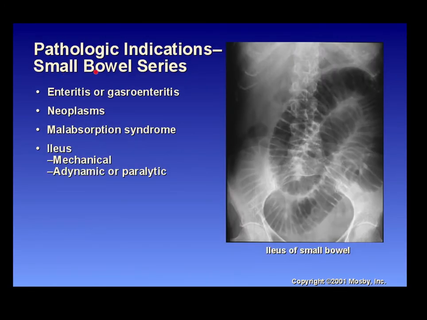So pathologic indications for a small bowel series: enteritis or gastroenteritis, neoplasm, malabsorption syndrome, ileus, either mechanical or adynamic or paralytic. Okay, so this is ileus of the small bowel. If you're not familiar with these terms, make sure that you go back and review all of these terms: ileus, malabsorption, neoplasm, enteritis, and gastroenteritis. Okay, pathology that you need to know.